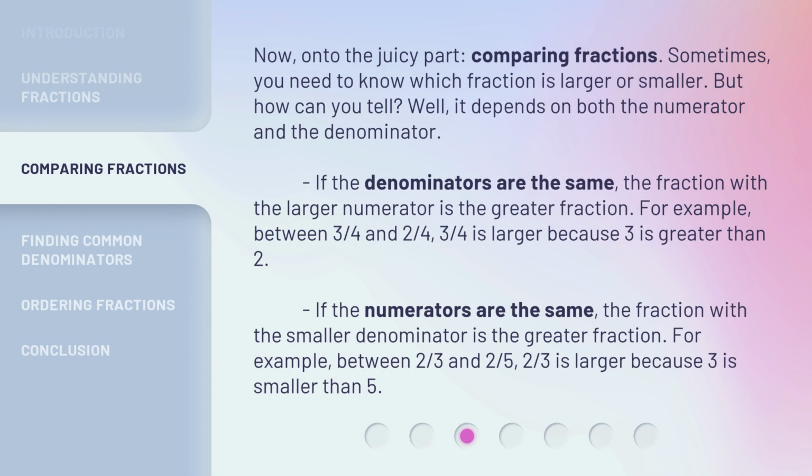Now, onto the juicy part: comparing fractions. Sometimes, you need to know which fraction is larger or smaller. But how can you tell? Well, it depends on both the numerator and the denominator. If the denominators are the same, the fraction with the larger numerator is the greater fraction. For example, between 3/4 and 2/4, 3/4 is larger because 3 is greater than 2. If the numerators are the same, the fraction with the smaller denominator is the greater fraction. For example, between 2/3 and 2/5, 2/3 is larger because 3 is smaller than 5.